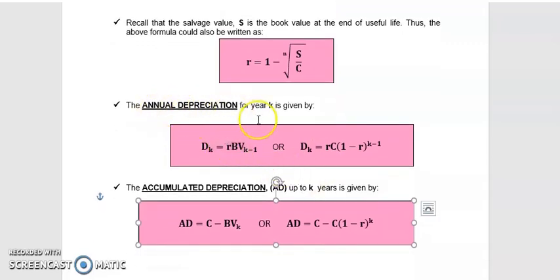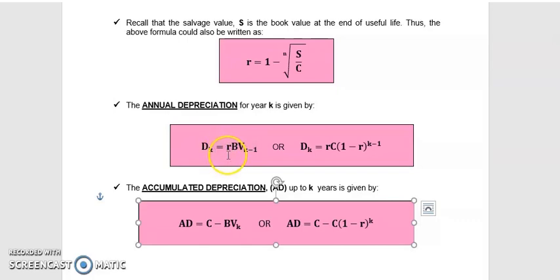So this is annual depreciation. This one is annual rate. This one, annual depreciation, is in terms of amount, in terms of ringgit. This one is in terms of percentage. So D is annual depreciation, DK, K to represent that particular year. So if you want to find annual depreciation year 3, it will be D3, 3 referring to that particular year.